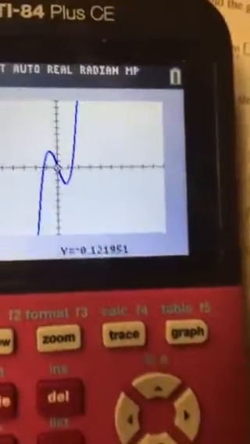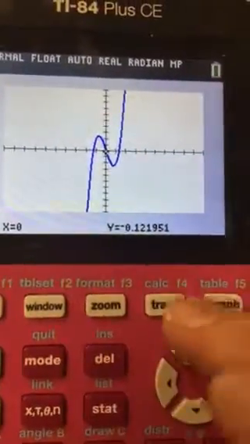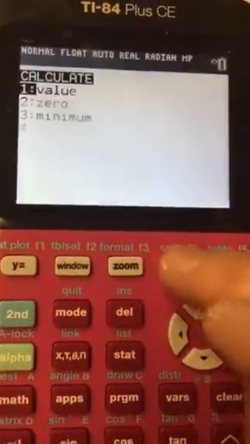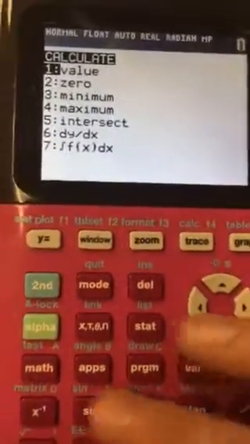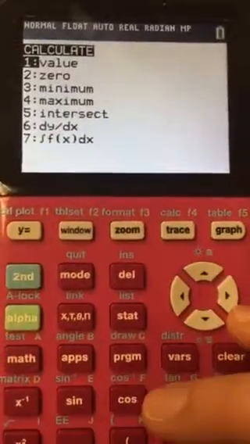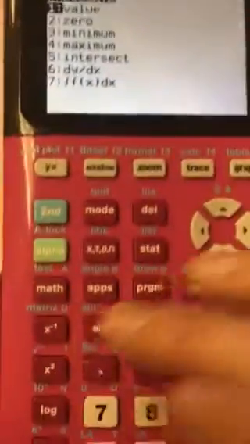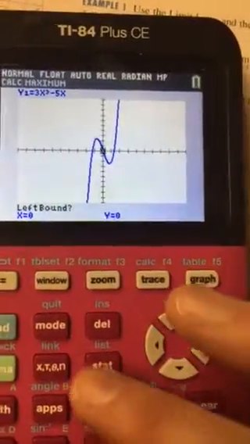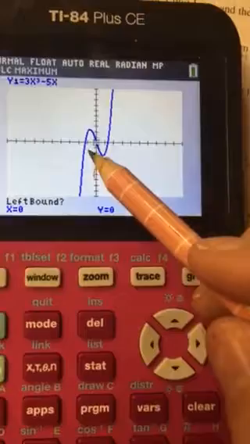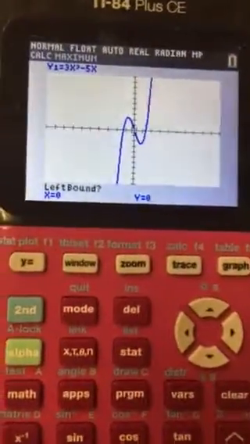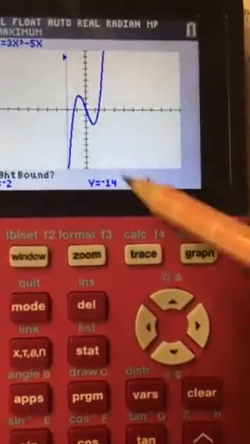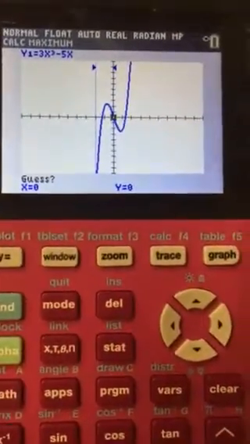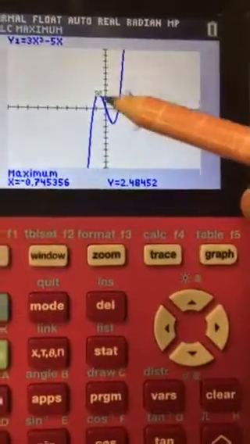Right there. So what we can do is go second, calc, sorry, it's weird to see my finger through the video, and we're going to look for the increasing interval by seeing where it stops. So we're going to look for 4, the maximum. We want our left bound to be at x equals negative 2, and our right bound right here at 0, and a guess. Boom.